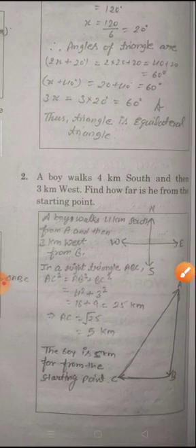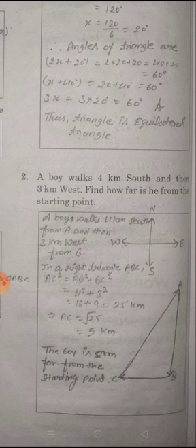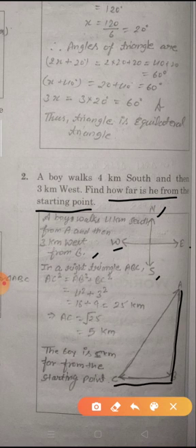Question number 2. A boy walked 4 kilometers south and then 3 kilometers west. Find how far he is from the starting point. This is north, south, west and east. So a boy walked 4 kilometers south from A and then 3 kilometers west from B. So this is 4 and B. So we have to find the hypotenuse of this form.